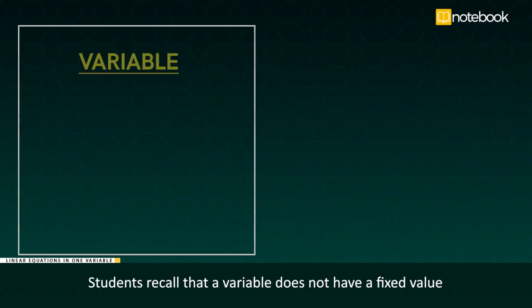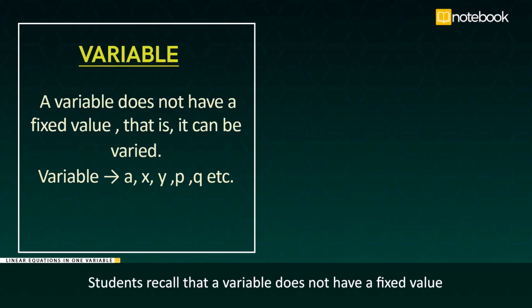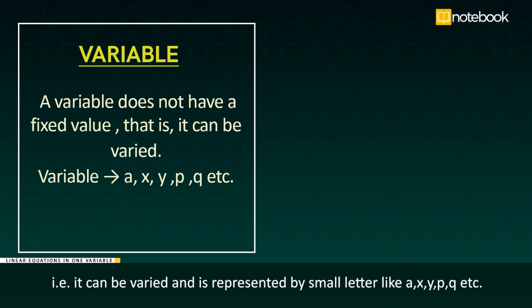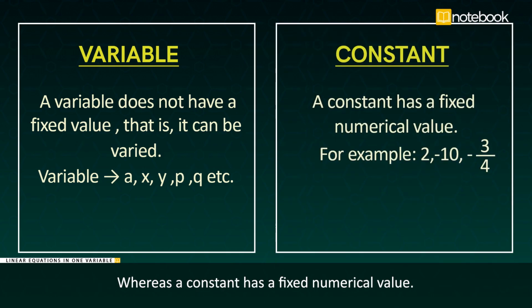Students, recall that a variable does not have a fixed value, that is, it can be varied, and is represented by small letters like a, x, y, p, q, etc. Whereas a constant has a fixed numerical value. For example, 2, minus 10, minus 3 by 4 are all constants.